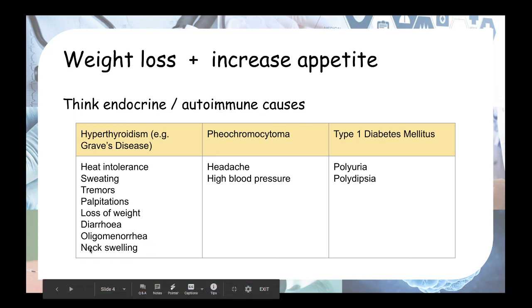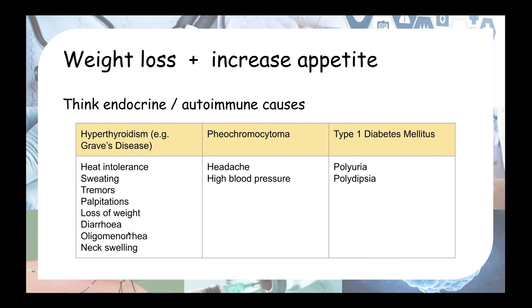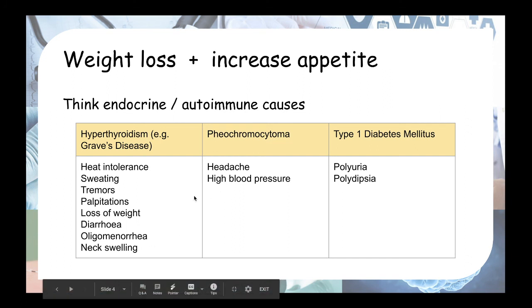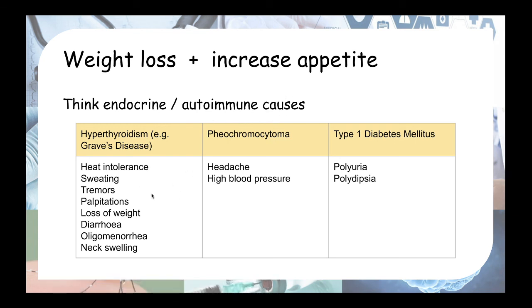I need to ask whether the neck swelling is painful or not, because painful swelling might point you more towards a thyroiditis. Graves' disease is not usually painful. Another condition which can present with weight loss, increased appetite, and sweating, palpitations is pheochromocytoma. And how do you differentiate pheochromocytoma from hyperthyroidism? You need to ask about headache. And later on in the physical examination, you will need to measure the blood pressure because in pheochromocytoma, you have high blood pressure.